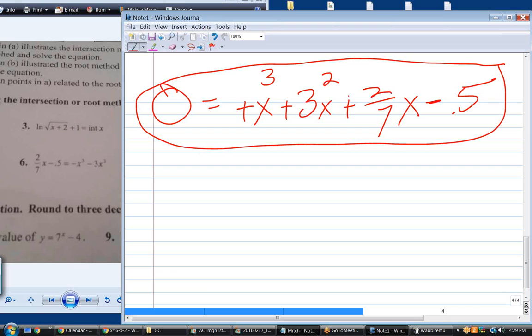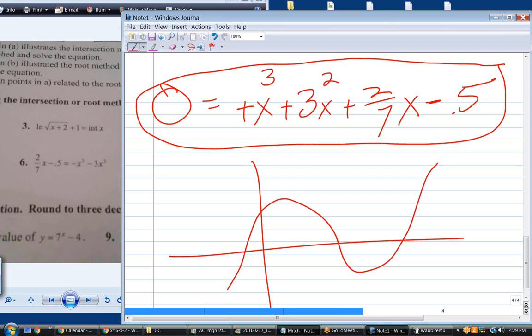And whatever the zeros of that function are, in other words, that function is going to look something like this. There's usually 3 zeros. There's one, there's another, there's the third. So on this one here, you can use either the intersection or the root method. I'm not sure one is easier than the other.